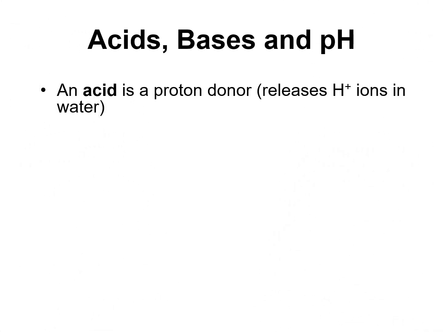Let's define an acid and a base. An acid is a proton donor. That is, it releases hydrogen ions when placed in water. Now, let me explain the term proton donor. So hydrogen has an atomic number of 1.